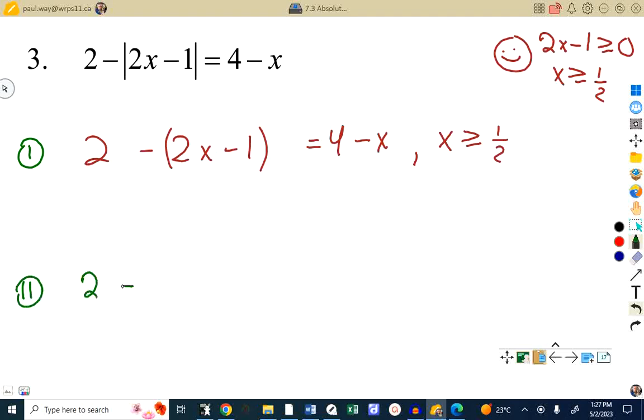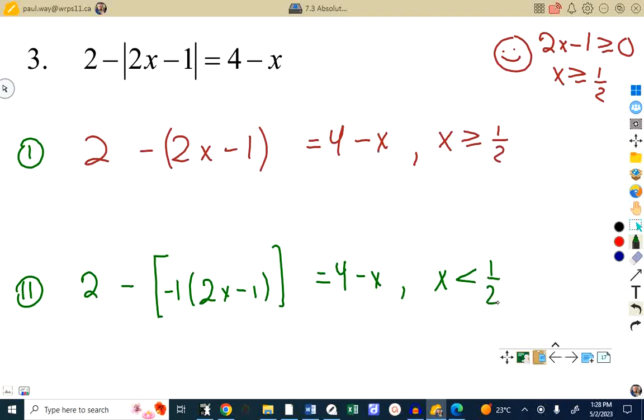which will be 2 minus, oh man, I just want to change that minus to a plus. But I'm going to go minus negative 1 times 2x minus 1. Remember, one of your equations, you just lop off the absolute value signs. One of the equations, you get rid of them and change what's inside by multiplying by negative 1. Equals 4 minus x. This second equation is automatically the opposite domain. We don't need to re-solve a different inequality.